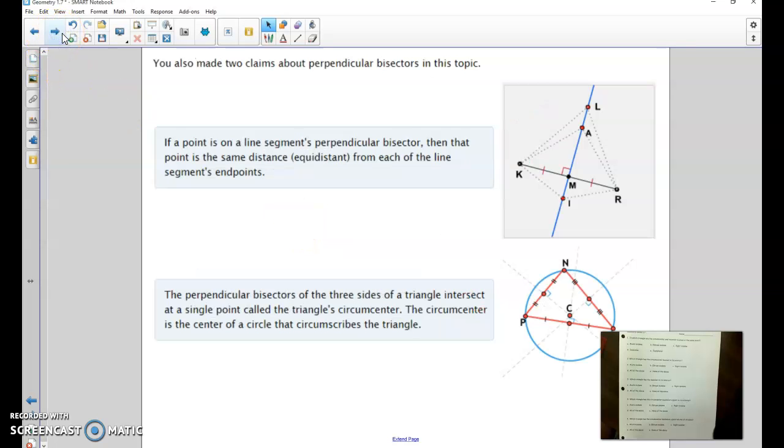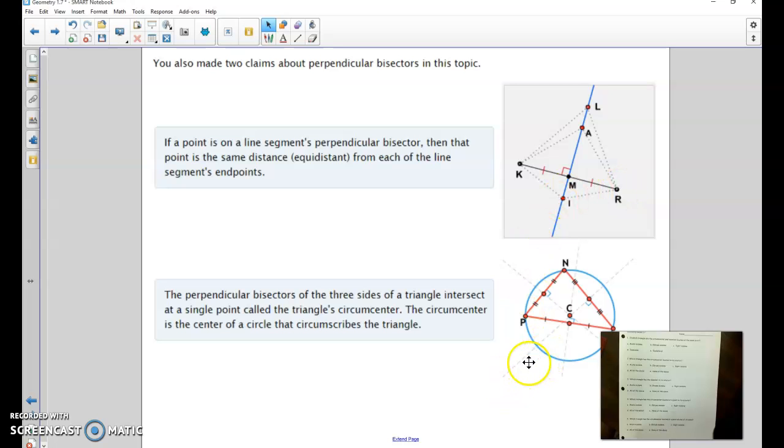We then looked at perpendicular bisectors, and we learned a couple of things about them as well. So remember, we learned if a point is on a perpendicular bisector, then it is the same distance, or equidistant, from each of the segment's endpoints. So I was the same distance from R as it was from K. A was the same distance from K as it was from R, and so on.